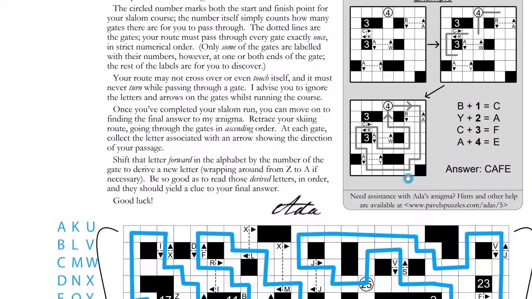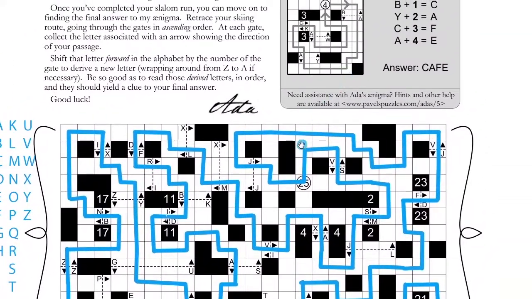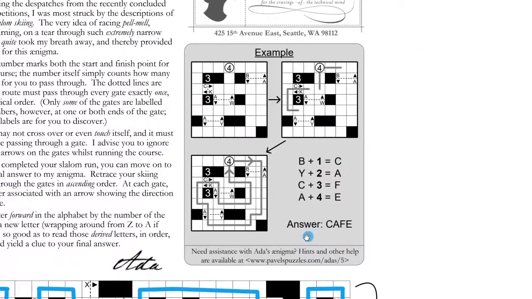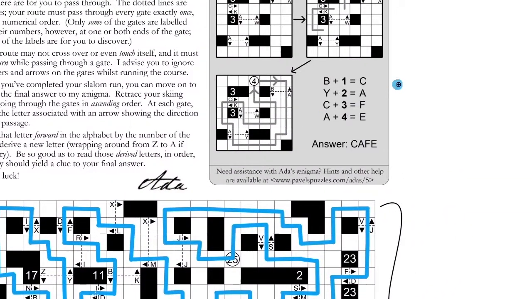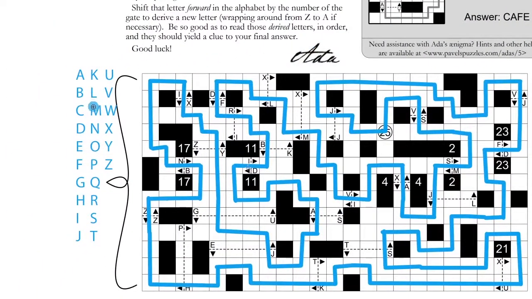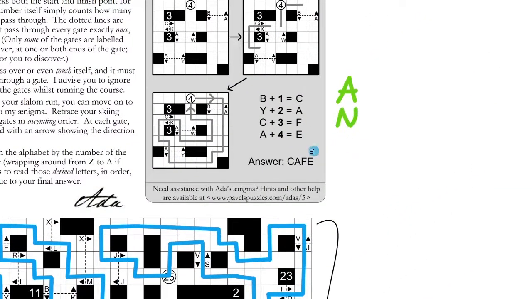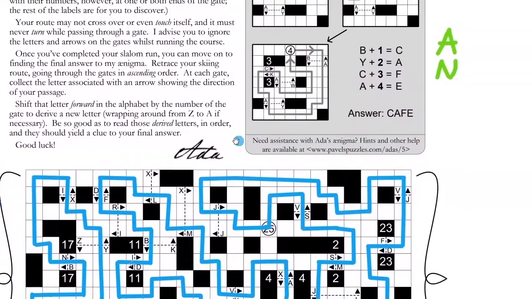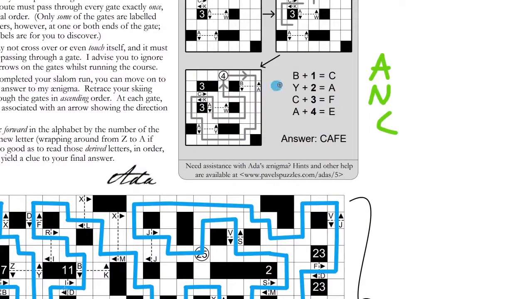Let's double check I did this one right. What was the logic? Start at the end and do the reverse letters plus the number of the gate. So the first gate is the fourth gate. So it's W plus 4. W is A. Is that what I had last time? I think I did. And then it's K plus 3. 1, 2, 3. Yeah, anchor or something like that. A plus 2, C. A plus 1, B. Unless that means something that I just don't know. I don't think so.